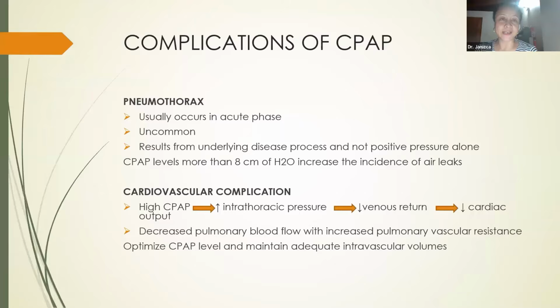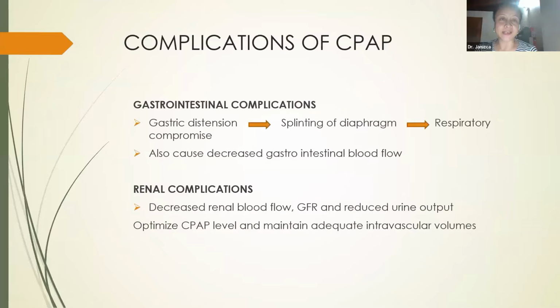CPAP levels more than 8 centimeters of water increase the incidence of air leaks. CPAP can also cause cardiovascular complications. High CPAP leads to an increase in the intrathoracic pressure, which decreases the venous return and ultimately decreases the cardiac output. CPAP also decreases pulmonary blood flow with increased pulmonary vascular resistance. Optimizing CPAP level and maintaining adequate intravascular volume is the key to prevent cardiovascular complications due to CPAP.